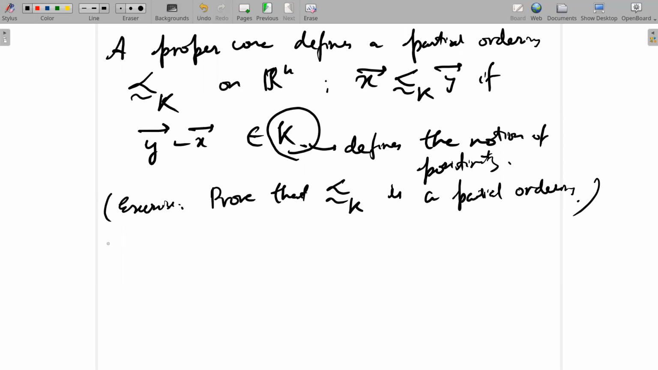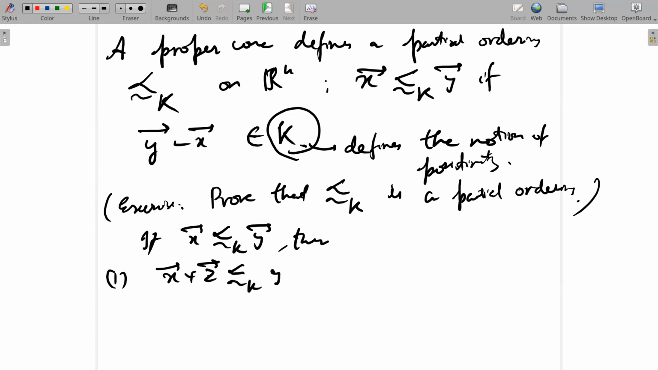And let's look at a few properties. So if x is less than or equal to y, then x plus z is less than or equal to y plus z for any z in Rn. This is clear, right? Because if I take the difference, it's just y minus x. If I know y minus x is in this cone, of course, y plus z minus x plus z is also in this cone.